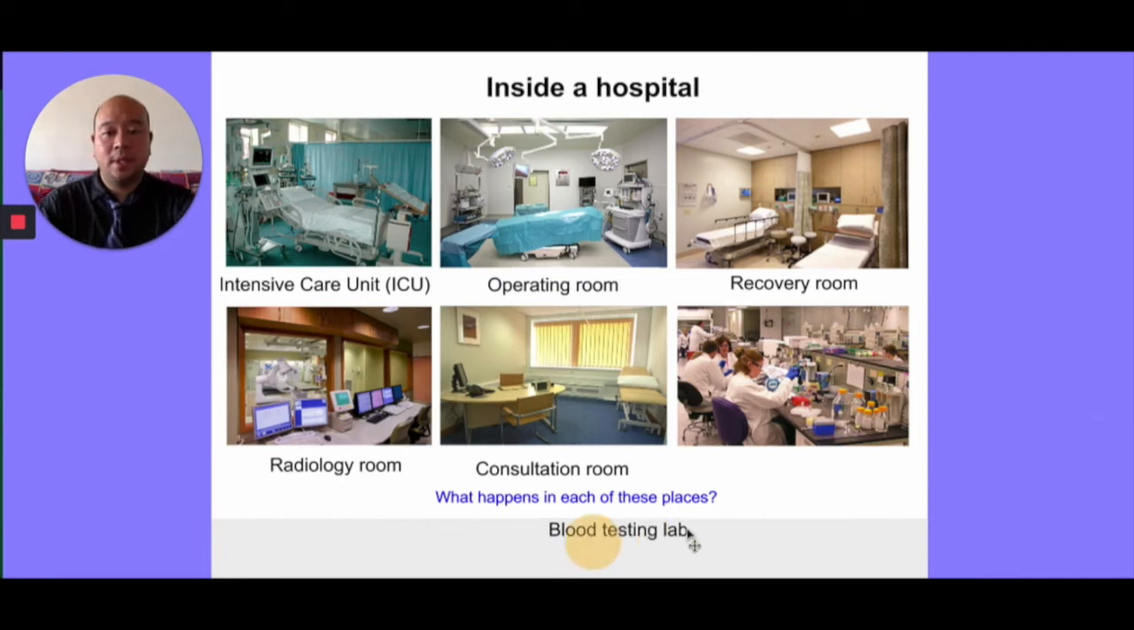The last one, this is the blood testing lab. So sometimes in the hospital, you might need to give your blood sample to the doctor, and this is where they will analyze your blood sample to determine any cause of illness and things like that. Okay, so these are some places inside a hospital. Can you think of any other places that we haven't mentioned?